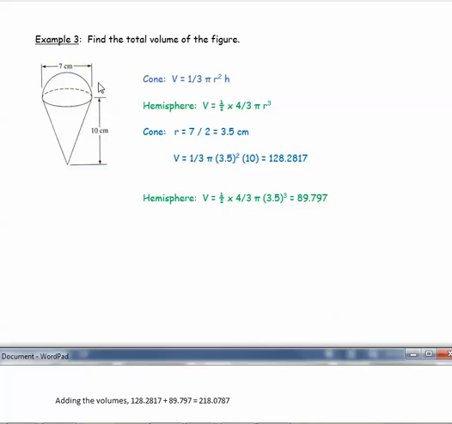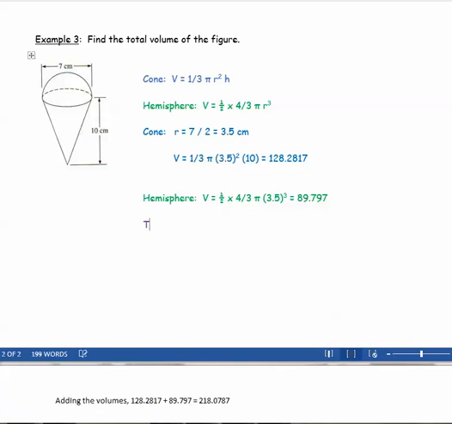So for our total volume, we would add those two volumes. The volume of the cone, 128.2817, plus the volume of the hemisphere, 89.797, which equals 218.0787.